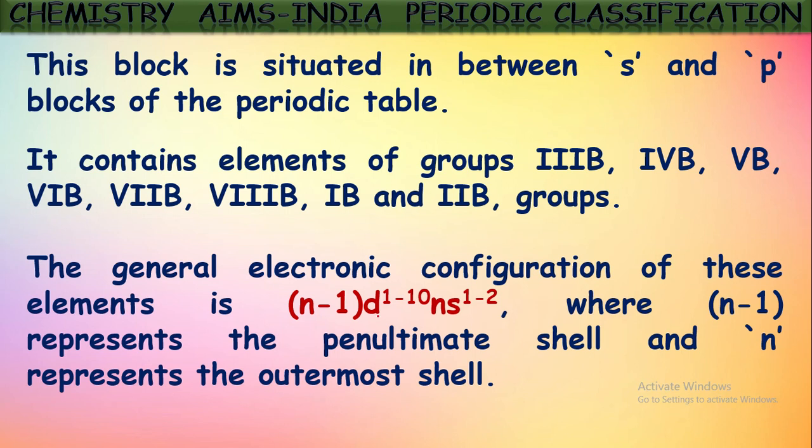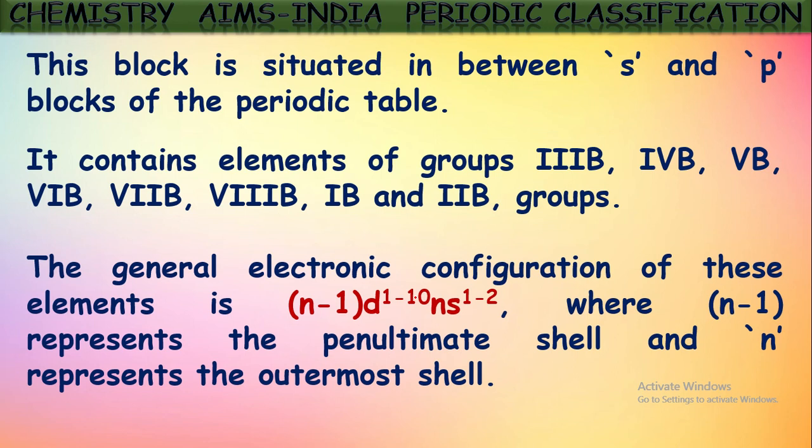For the first B group elements, it will be (n-1)d10 ns1 or ns2, because ns will be completely filled first and then electrons enter into the (n-1) d subshell according to Aufbau principle, we know. First the outermost shell s subshell will be completely filled, and then the last but one shell, that we call penultimate shell, d subshell will be started. So we write it as ns2 (n-1)d1 to ns2 (n-1)d10. This will be the general electronic configuration for these 10 columns.